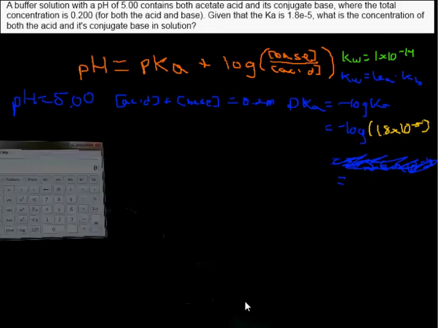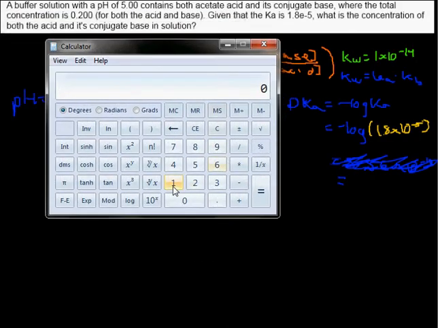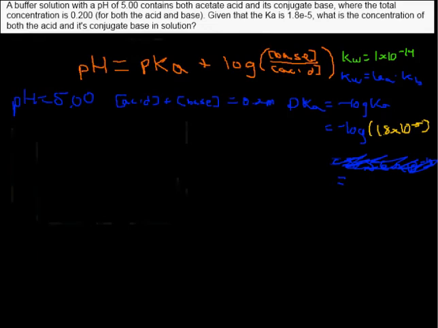I should probably get out the calculator for this. 1.8 times 10 to the, no, 10 to the negative fifth, and then negative log of that. 4.74. 4.74. Sorry about that. I was getting ahead of myself. Like I said, I'm just human. I make mistakes. So now we can just plug it into this equation.